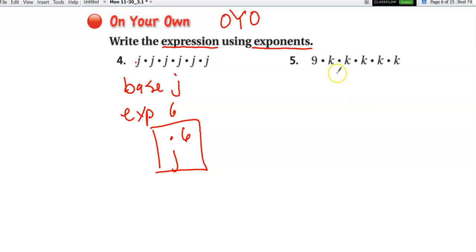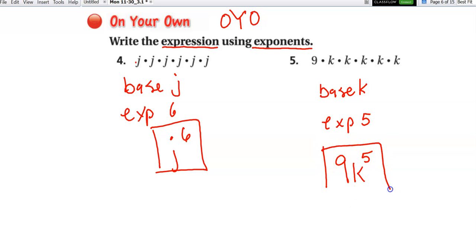Okay, in this example, I tend to look at the variable first. 1, 2, 3, 4, 5 k's. So my base is the variable k, which stands for a number, and my exponent is 5. So I know I have k to the 5th, and then it's being multiplied times 9. So I just put a 9 in front of it. There's no need for parentheses. That's what that expression looks like.